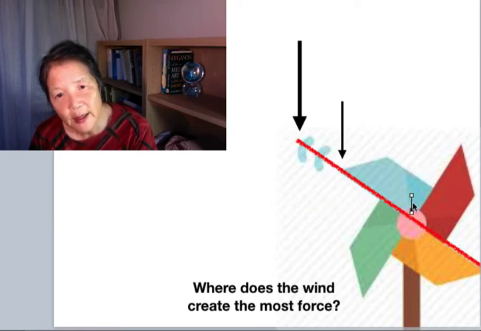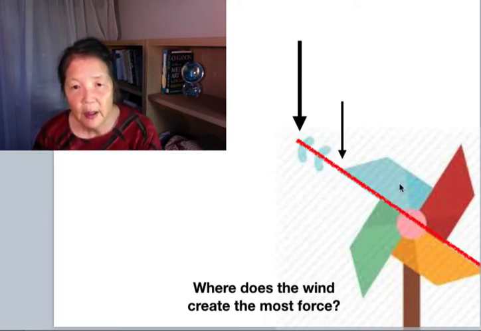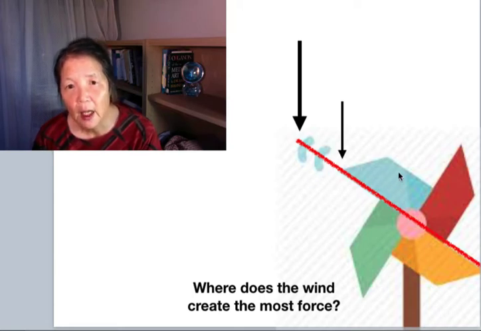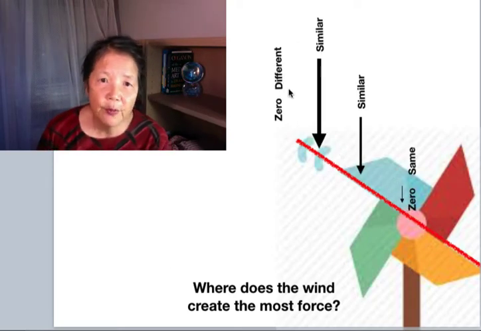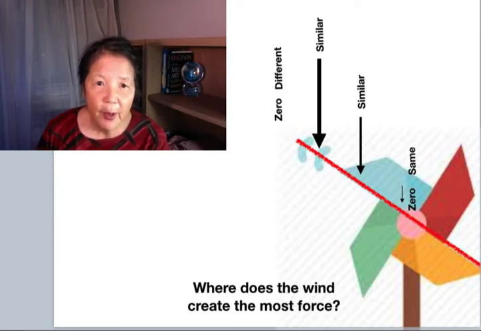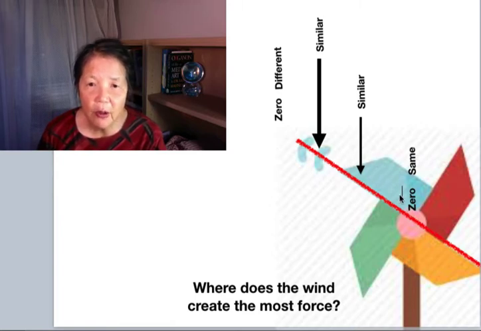If you put it right in the center there, I don't think that there's going to be any force. It really depends on hitting the sail, so to speak, like a boat sail of the pinwheel. So this one would be 0 and this would be 0, right? And why am I going into so much detail here? Well, the ones that are similar, they're kind of in the same zone, those are all going to make the pinwheel move.